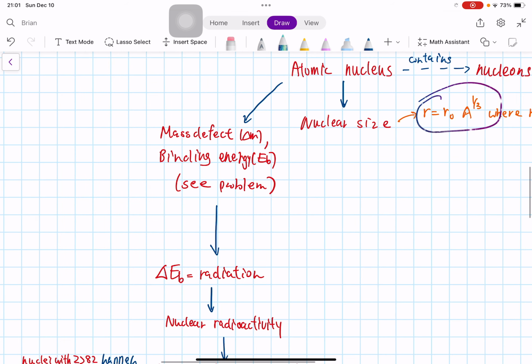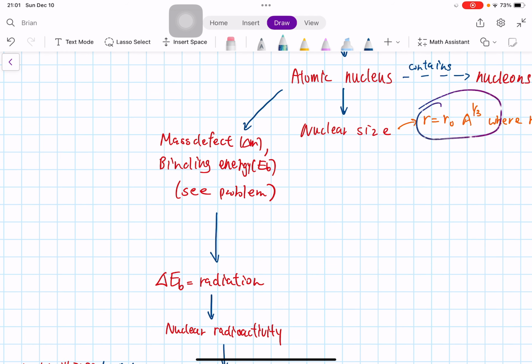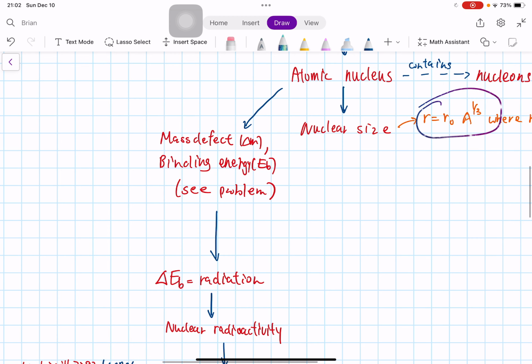One interesting phenomenon we look at for the atomic nucleus is something called mass defect and binding energy. What it's saying is that the total mass of the whole nucleus is actually different from the sum of the masses of the separated protons and neutrons. That difference is called the mass defect. If we convert the mass defect to binding energy, we use E equals mc squared. I talk about this a little bit in the problem too.